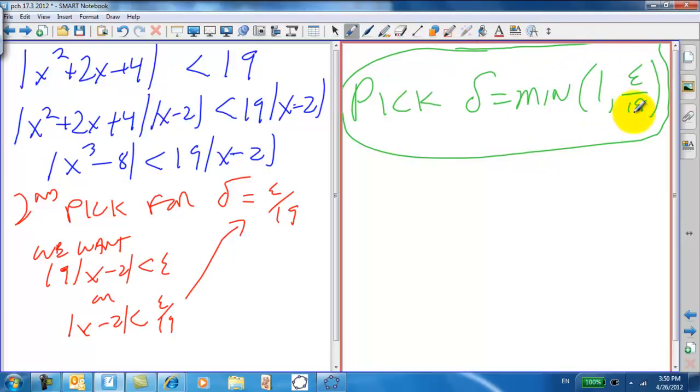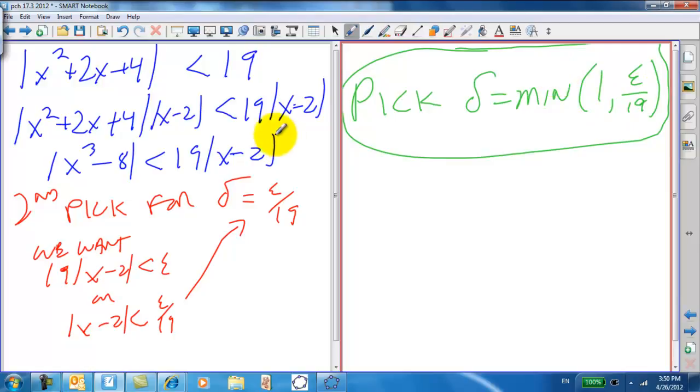This is going to work in general. So if someone gives you an epsilon that's really big, like 100, you're just going to pick your delta to be 1. If someone gives you an epsilon that's really small, like 0.03, then you can use this, 0.03 divided by 19 for your delta.